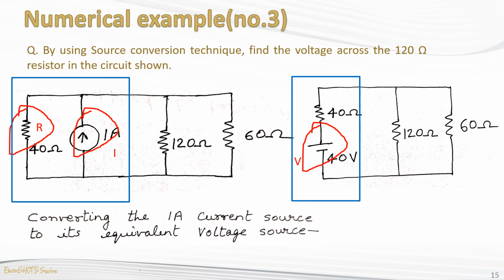Now what should be the value of the voltage source which we have converted to? So the product of the resistor of 40 ohms with the 1 ampere current, R into I, is the value of the voltage source V, which is 40 volts. This 40 ohm resistor can be treated as an internal resistance of the battery, so it is put in series with it. So we have converted a current source into a voltage source. So this is our new circuit.